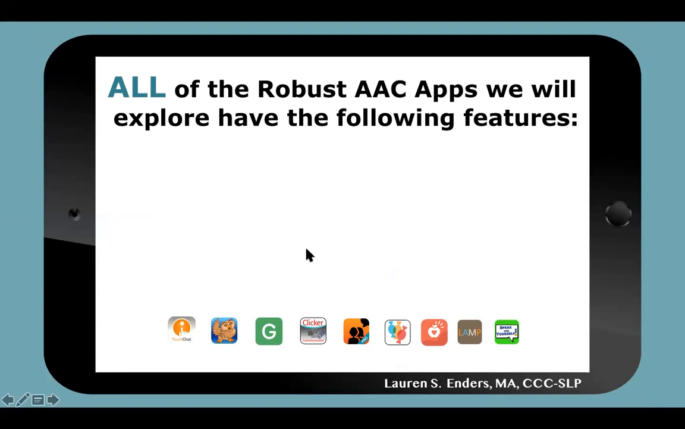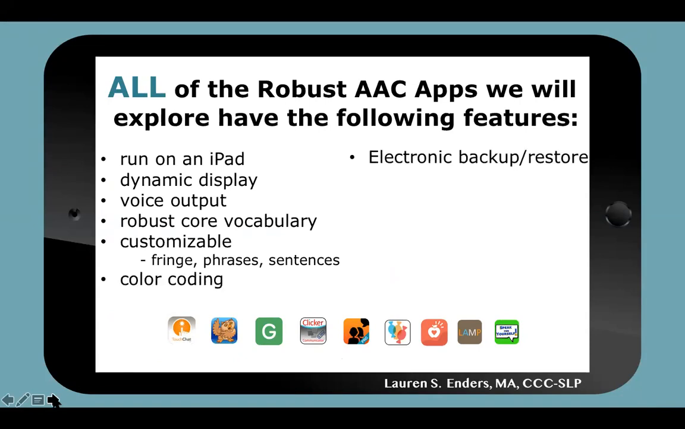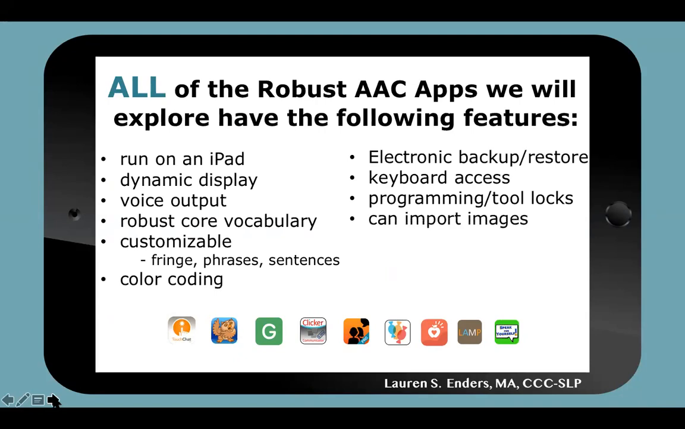So all of the robust AAC apps that we're going to explore have the following features, and I'm going to do these really quickly. They run on an iPad. They're dynamic display. They have voice output. They're robust in terms of core vocabulary. They can be customized. They have color coding options. They offer electronic backup and restore. They have keyboard access within the app, so you have the ability to spell if you want to. Most of them have the ability to also turn off the keyboard if for some reason you have to do that. Programming and tool locks.